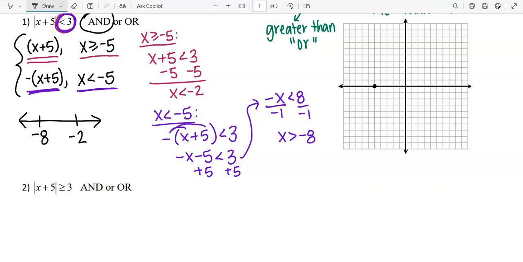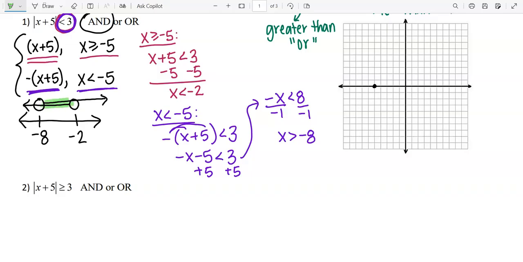My first solution was x is less than negative 2. How do I graph that? Open circle on negative 2 to the left, all the way to the left. How do I graph x is greater than negative 8? Open circle on negative 8 to the right. What kind of compound inequality is this? It's an and. So if it's an and, I have to live where both of my solutions happen. Where's that? From negative 8 to negative 2.